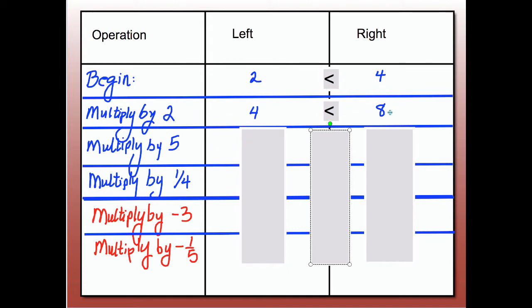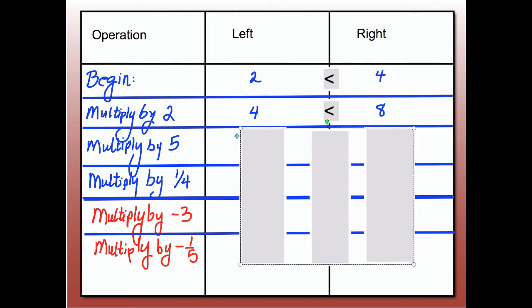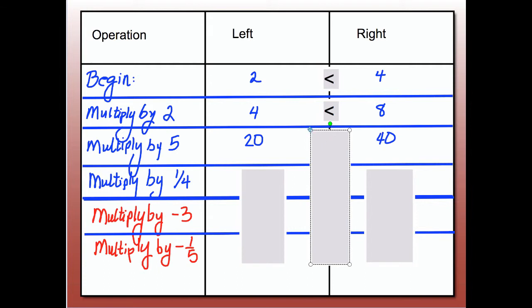So when we multiply these numbers both by 2, the inequality is still true. Now we're going to multiply each of these numbers by 5, and let's see what happens. So when we multiply each of those by 5, well, 4 times 5 is 20, 8 times 5 is 40, and 20 is still less than 40, so that's fine. Now let's multiply by 1/4. We'll multiply by a fraction and see what happens.